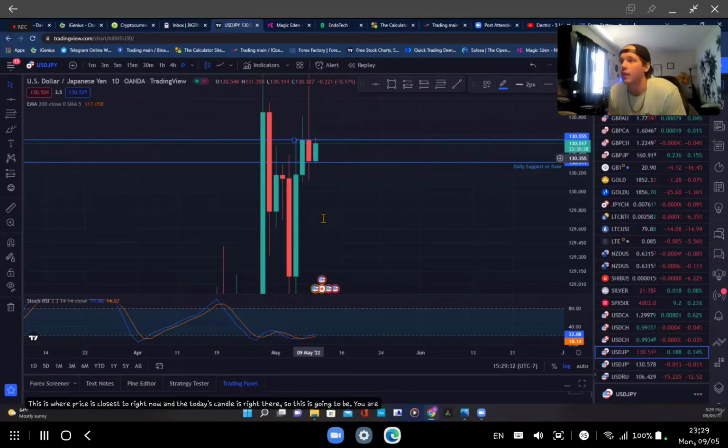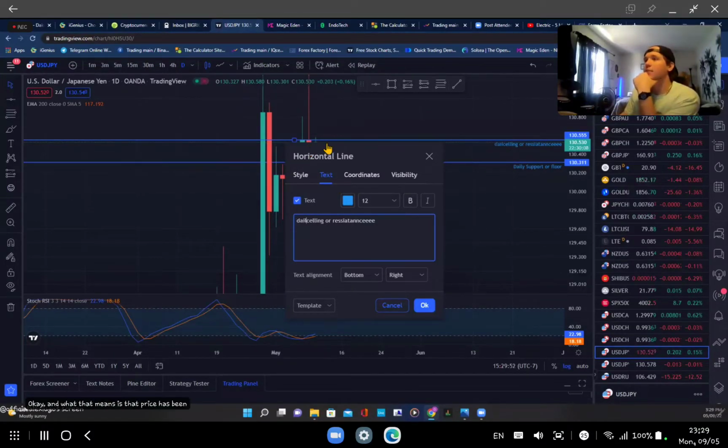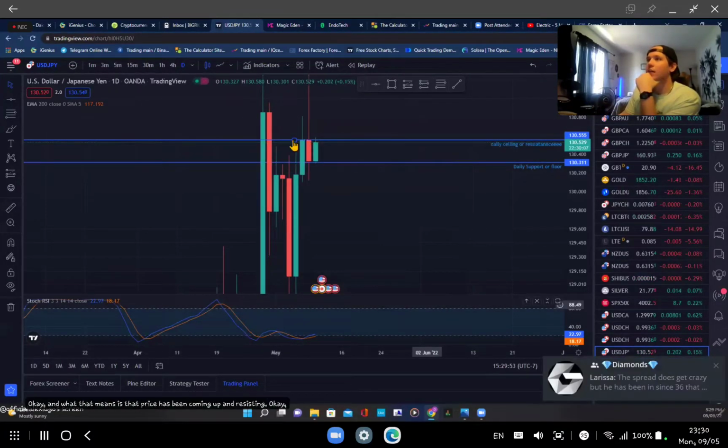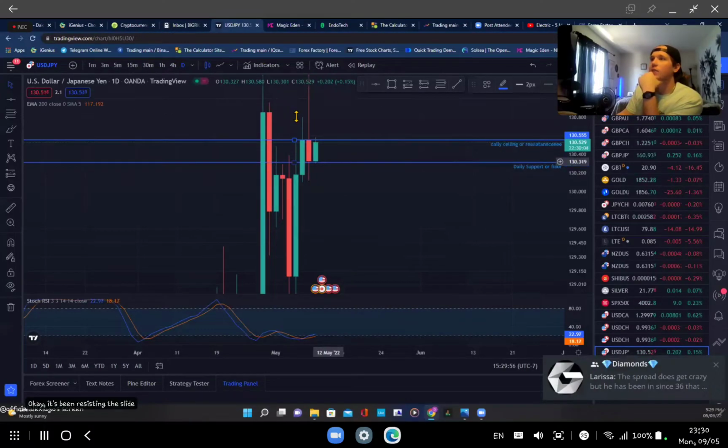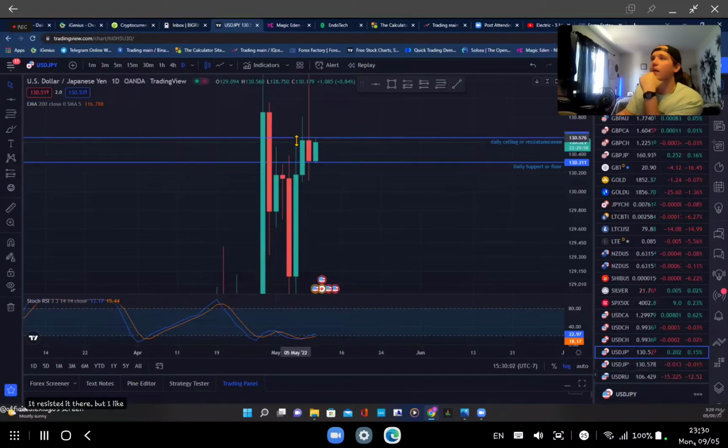So this is going to be your ceiling or resistance. And I call it resistance. So that's your daily ceiling or resistance. What that means is that price has been coming up and resisting. It's been resisting this line. It resisted it up here. It resisted it there. But I like it right about here.